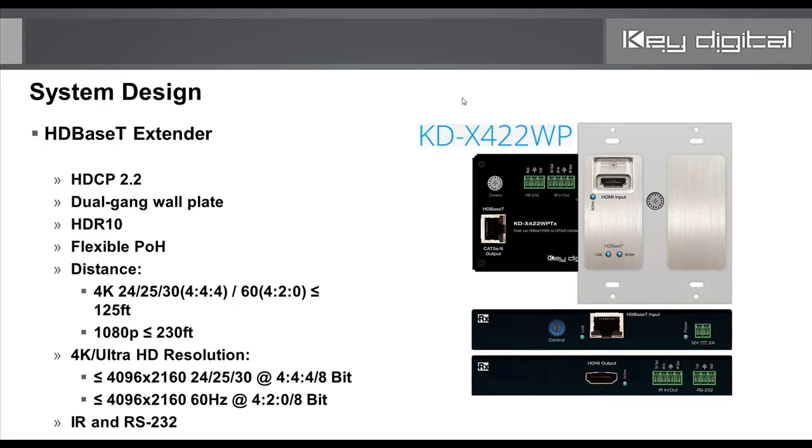Very good. So this is the wall plate that I mentioned previously, the X422WP. It is an HD-BaseT extender with a wall plate transmitter. Now what's really great about this product is that the power over HD-BaseT is flexible, meaning you could plug in a power supply on either side. It might be difficult for you to have power at the wall plate, so you can power the receive side instead, or if you do need to power at the wall plate, you can do so.